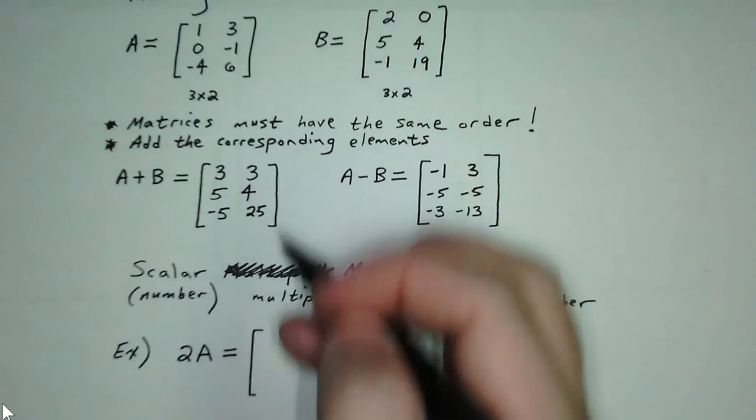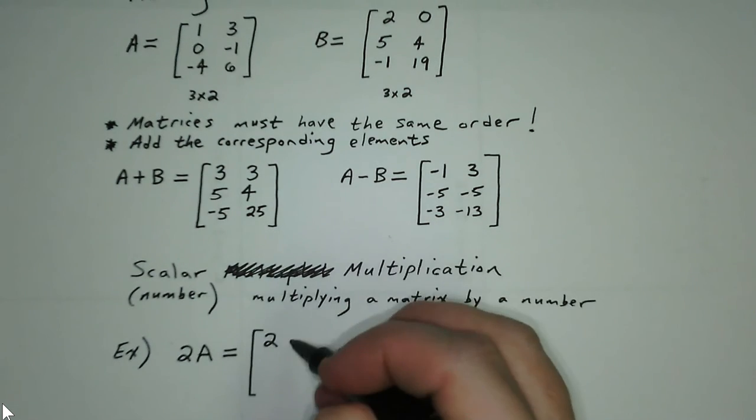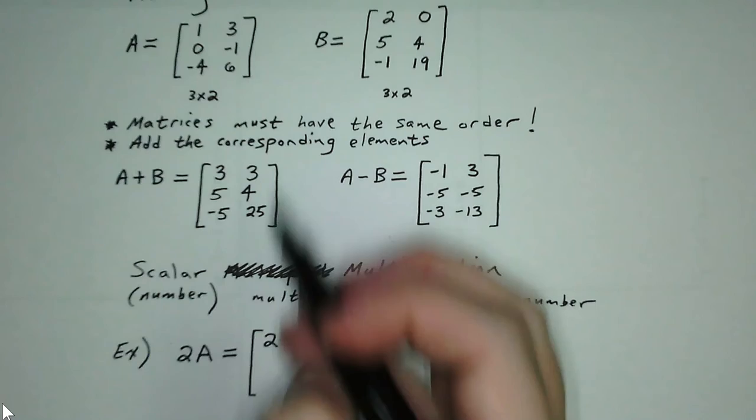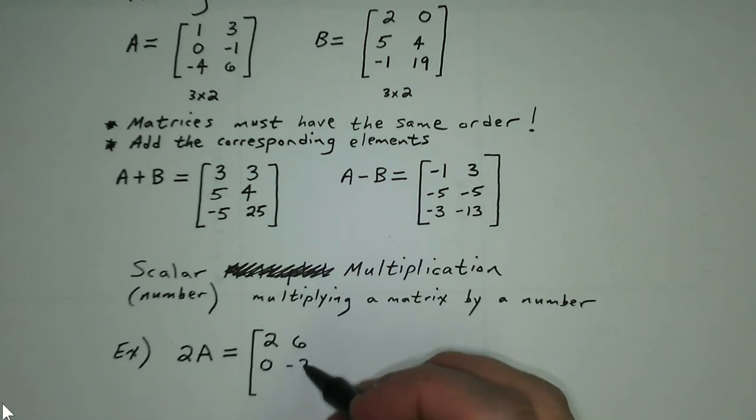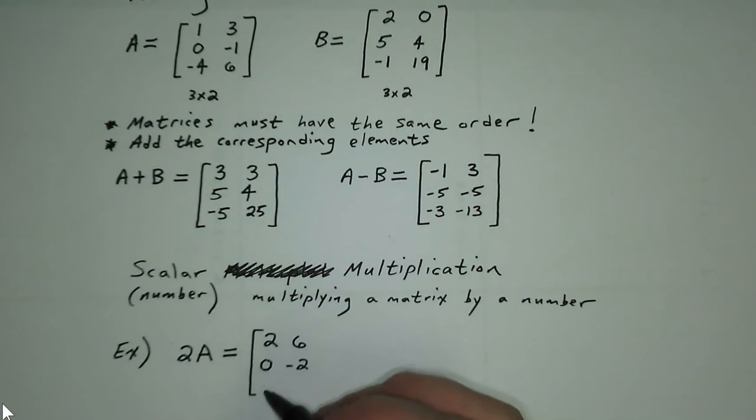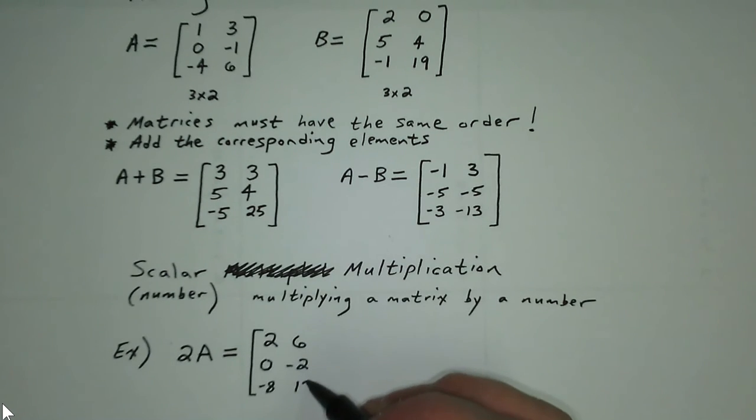So the 1 gets multiplied by 2, bam. The 3 gets multiplied by 2, ba-bam. 0 times 2 is still 0. Negative 1 times 2 is now negative 2. Negative 4 times 2, I believe, is negative 8. 6 times 2 should be 12.